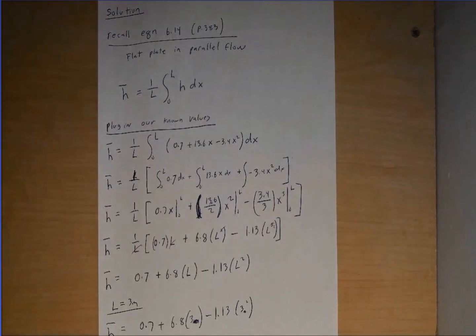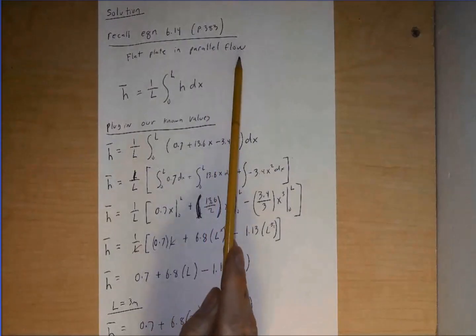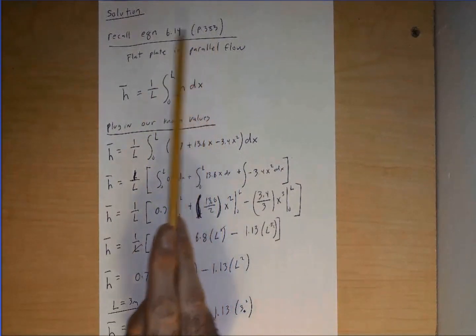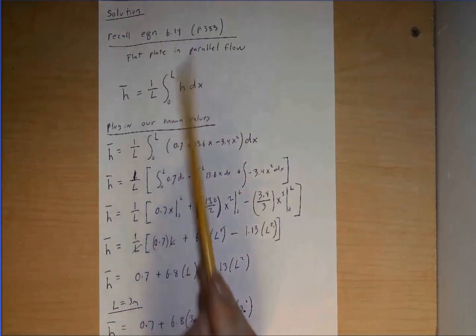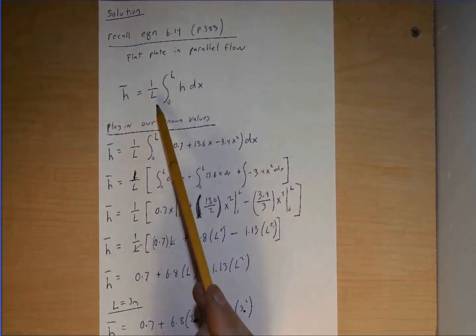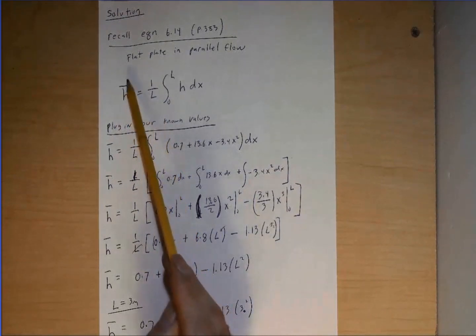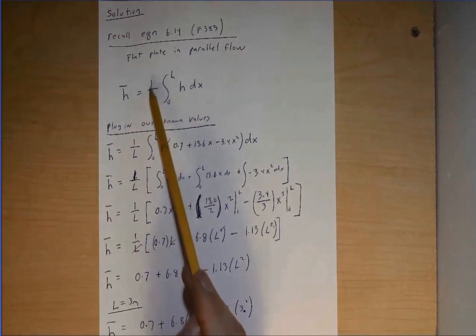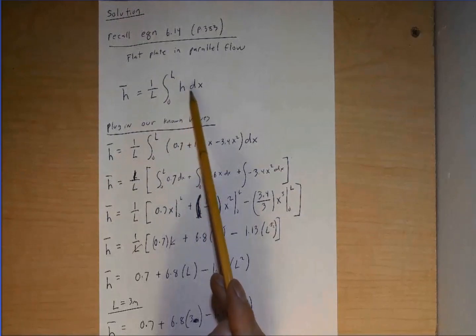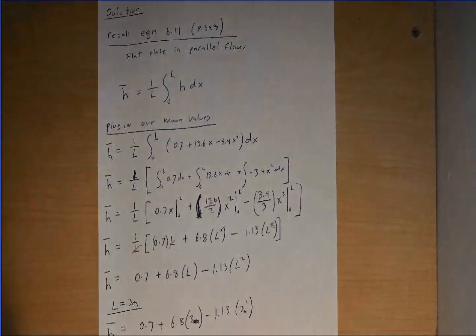So the next step is to start going through our solution, and where we want to start for this is looking for our governing equation. Based off of what they told us in the problem statement, we know that it's a flat plate in parallel flow. So based on that information, we can go to page 383 of our textbook to take a look at equation 6.4. This will give us our governing equation for the beginning part of our solution for this problem. So we have h bar, our average, is equal to 1 over the length L evaluated from 0 to the total length L of h dx. So this is our governing equation we're going to use here.